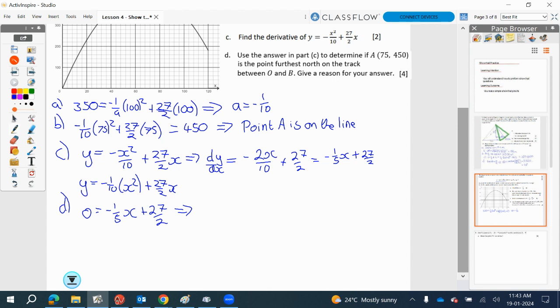What do we get as the answer? X equals 7.5. Which bit about no talking did we get? He said for any reason. No. What's the answer? 67.5. What does that imply? It's not. A is not furthest north.